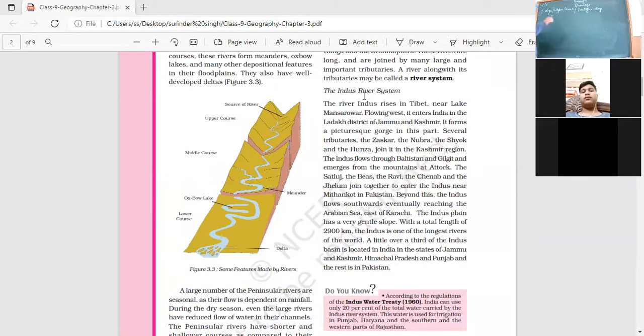So what are the basic characteristics of the upper course? First, the river carves and develops narrow valleys. Second, less volume of water. Third, high gradient, which means steep slopes. The river flows through steep slopes.